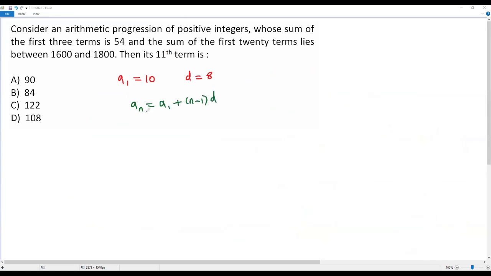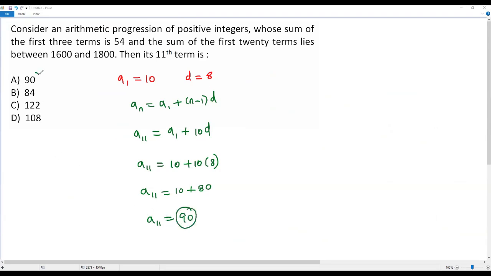To get the 11th term, I have to plug in n equals 11 over here. Then I am getting a11 equals a1 plus, 11 minus 1 is 10, times d. Now we can plug in 10 for a1 and 8 for d. Then I am getting 10 plus 10 times 8. Then a11 equals 10 plus 10 times 8, which is 80. A11 equals 10 plus 80, which is 90. So the 11th term of the given arithmetic progression is 90.